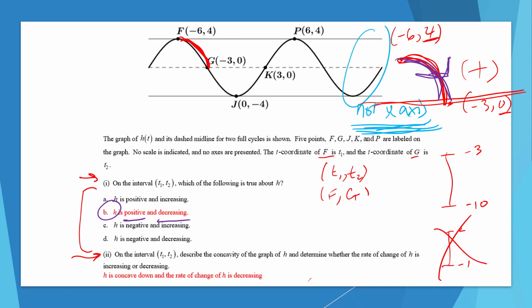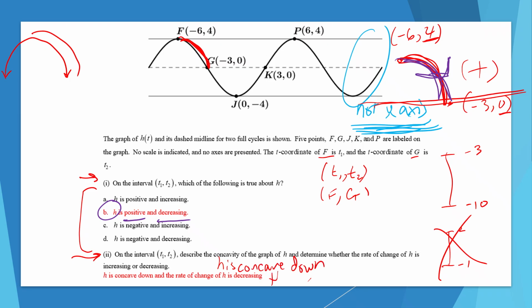So if we just take a look at that shape, right? Is it concave up or concave down? It shouldn't be too difficult to determine that it's concave down. It's part of a downwards U shape. So here I would want to say h is concave down, if I was writing my answer.